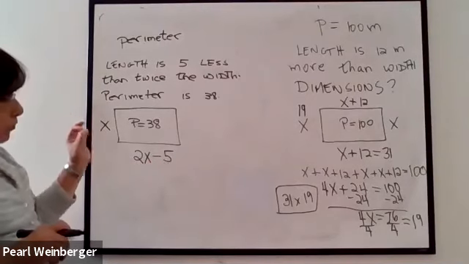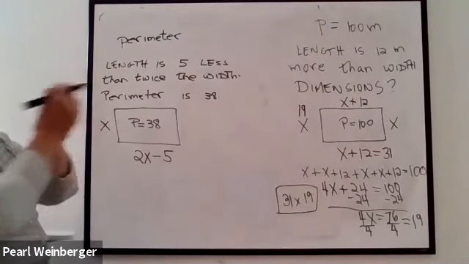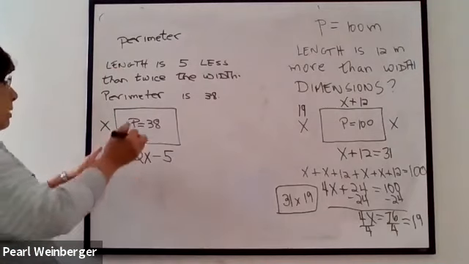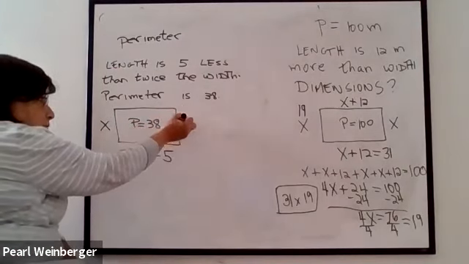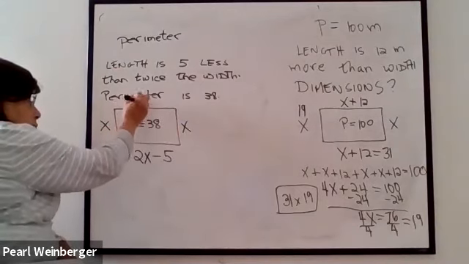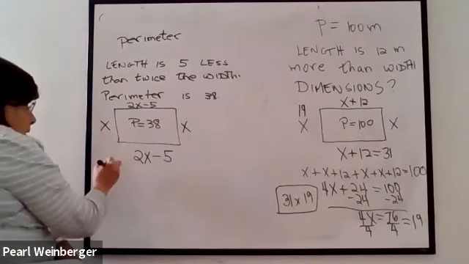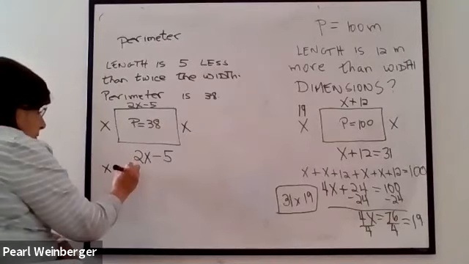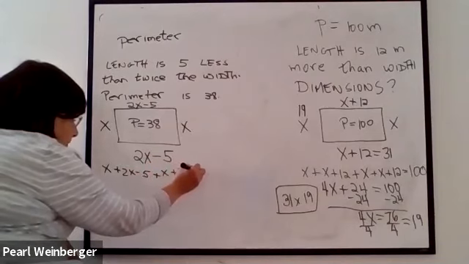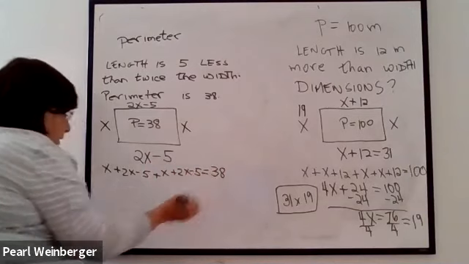Be careful, don't do 5 minus 2x. When it says 5 less, it means that 5 is the number that's being subtracted. Well, doing it the way we did before, this will also be x, because that's the width, and this will also be 2x minus 5. And now I add them all up. x plus 2x minus 5 plus x plus 2x minus 5. That will give me the whole perimeter, which is 38.